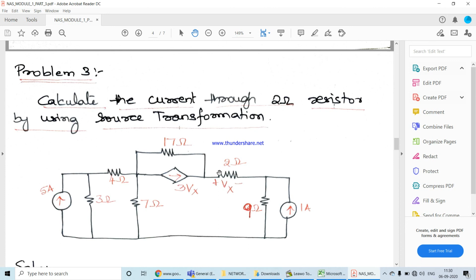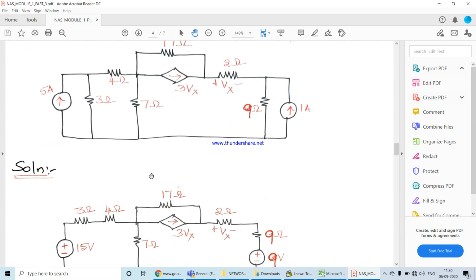First thing, any redundancy condition? I don't think so, because these both are in parallel and that in turn is in series with 4 ohms, so no redundancy here. And again these are in parallel and that in turn is in series with 2 ohms, and these both are in parallel, so we don't have any redundancy issue in this particular network. That is the first job which we should always do.